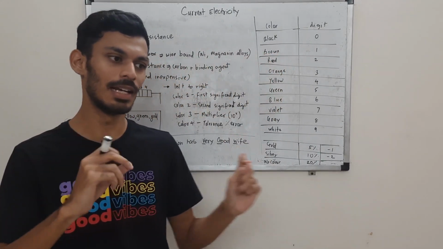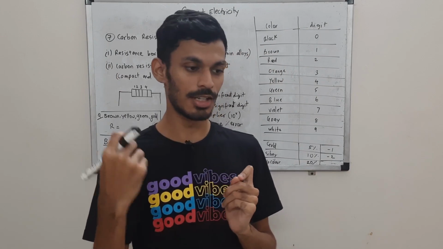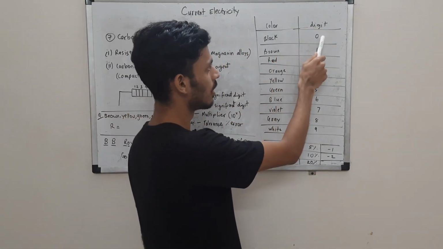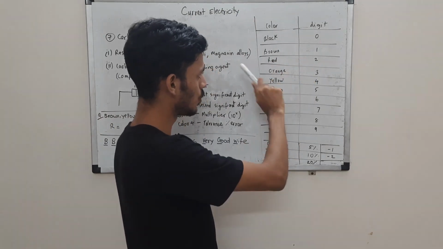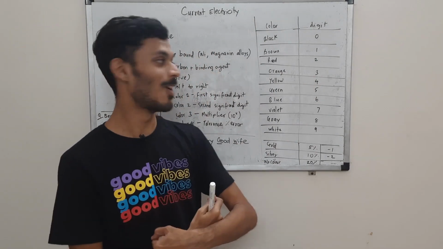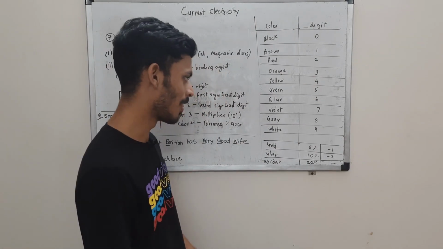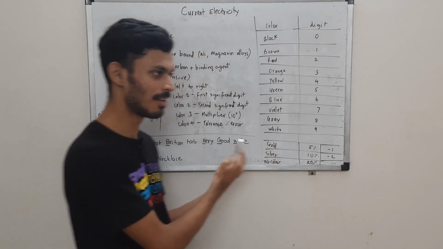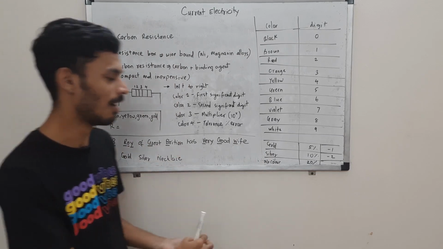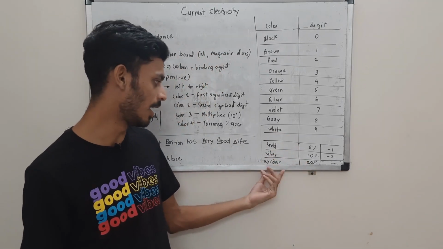What does every band, every color represent? What is the number for every color? So we have different colors over here. For black the number is 0, brown is 1, red is 2, orange is 3, yellow is 4, green is 5, blue is 6, violet is 7, grey is 8, white is 9. Now you are supposed to remember that, and there is a way to remember it. It's very easy. You just have to remember BB Roy's wife. Anyways, and finally we also have the tolerance: gold, silver, and no color.